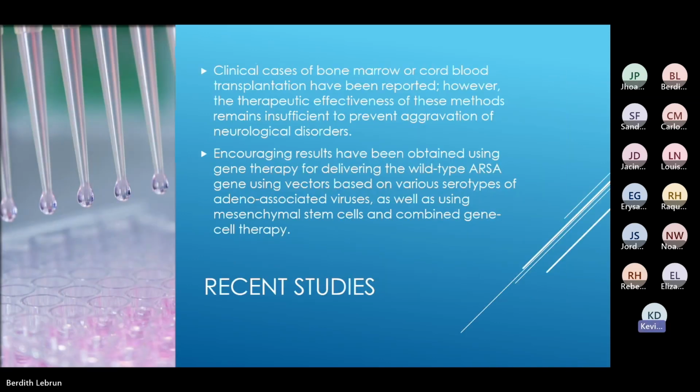In recent studies, clinical cases of bone marrow or cord blood transplantation have been used, but they have been insufficient to prevent aggravation of neurological disorders. Encouraging results have been seen with gene therapy for delivering the wild type ARSA gene by using vectors based on various serotypes of adeno-associated viruses, as well as using mesenchymal stem cells and combined gene cell therapy.